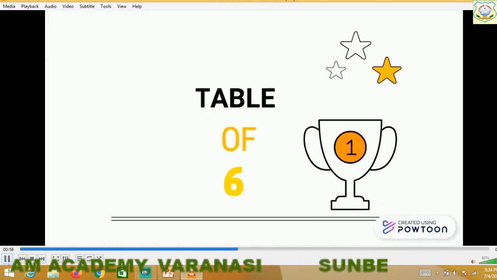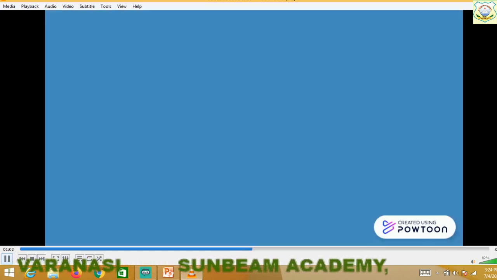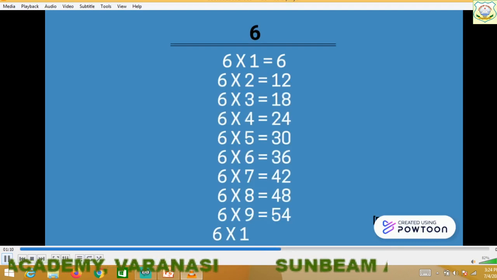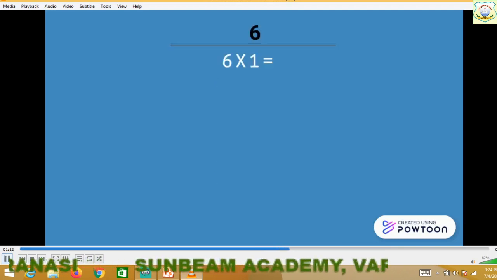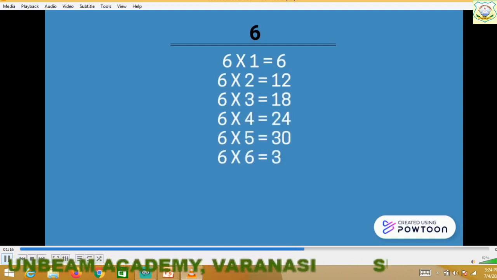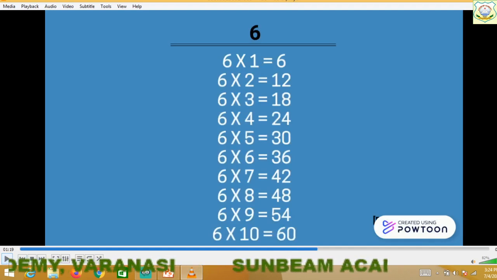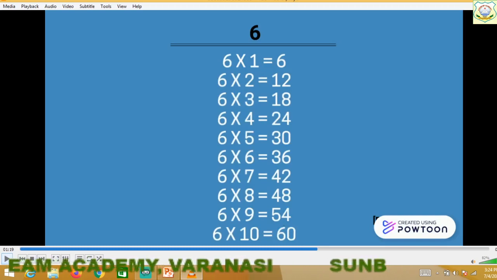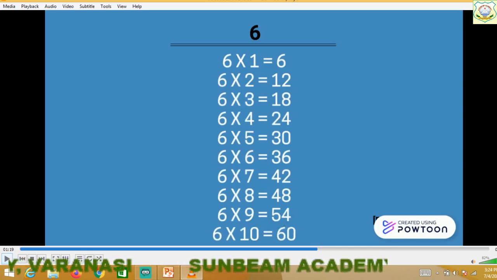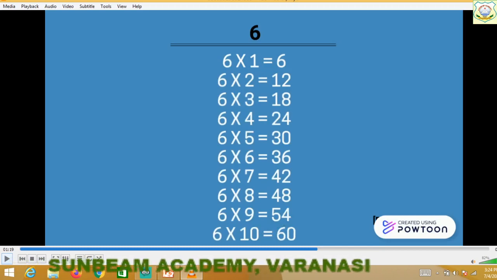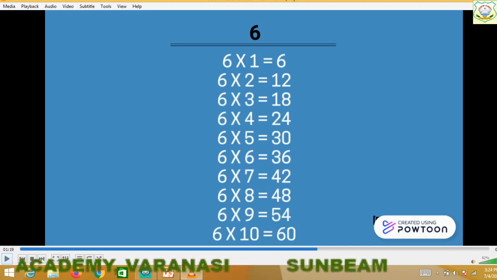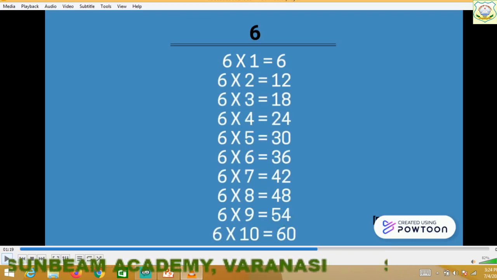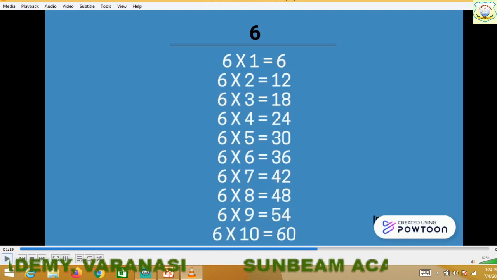Okay, now table of 6. Now let's revise table of 6. 6 ones are 6, 6 twos are 12, 6 threes are 18, 6 fours are 24, 6 fives are 30, 6 sixes are 36, 6 sevens are 42, 6 eights are 48, 6 nines are 54, and 6 tens are 60. Repeat it again.